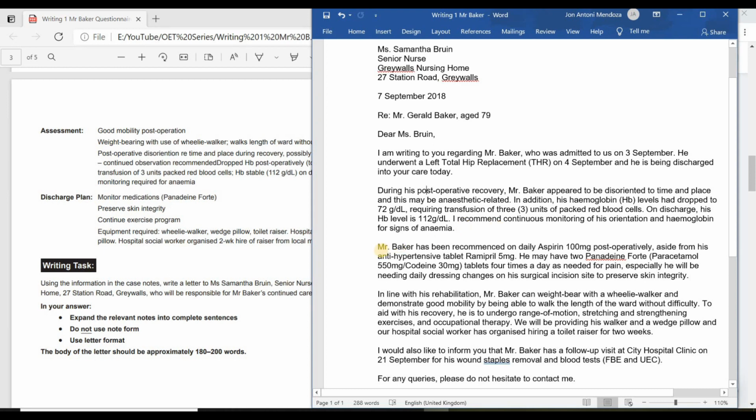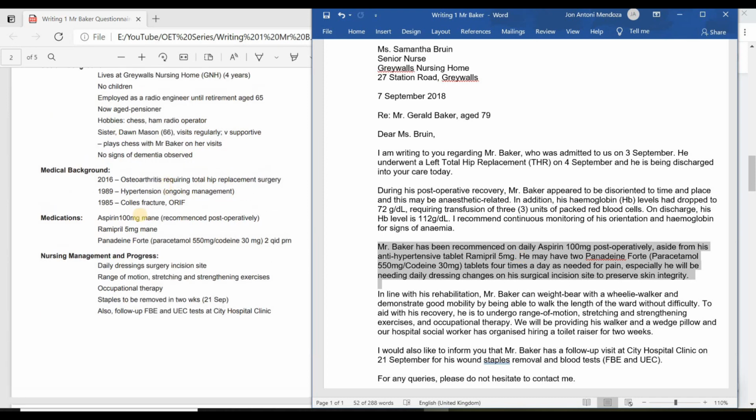Okay, third paragraph. So my third paragraph is about medications. Okay, in this specific case or writing case, so Mr. Baker has been recommended on daily aspirin 100 mg post-operatively, aside from his antihypertensive tablet Ramipril 5 mg. He may have 2 Panadine Forte, paracetamol 550 mg / codeine 30 mg tablets 4 times a day as needed for pain. Especially, he will be needing daily dressing changes on his surgical incision site to preserve skin integrity.